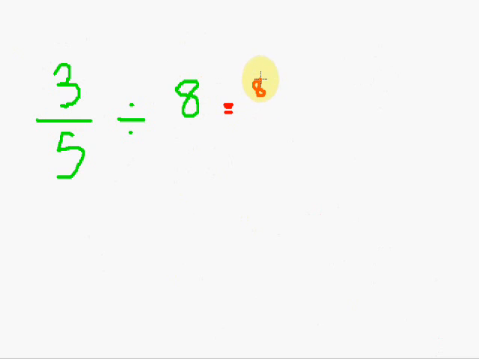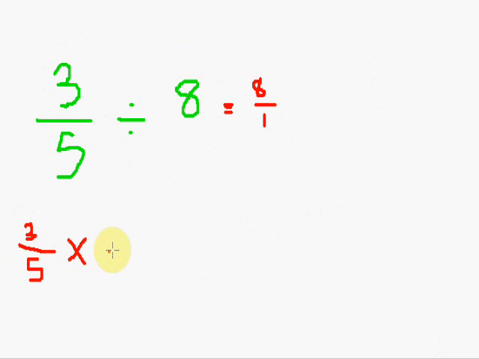Let's look at another example. So let's say we have 3/5, and we're going to divide it by 8. 3/5 divided by 8. 8 as a whole number. We know what I said before, 8 by itself is the same thing as 8 on 1. Okay, so let's rewrite these fractions here. We have 3/5.